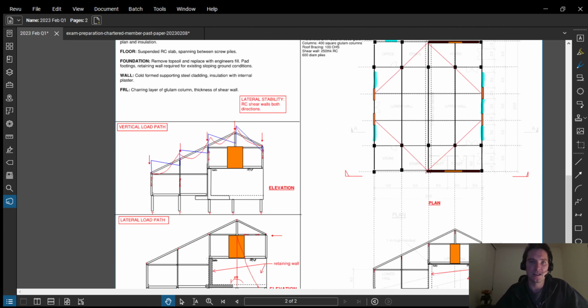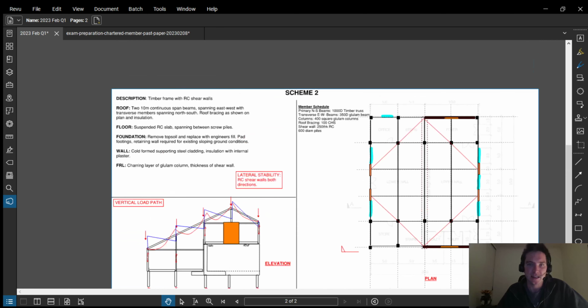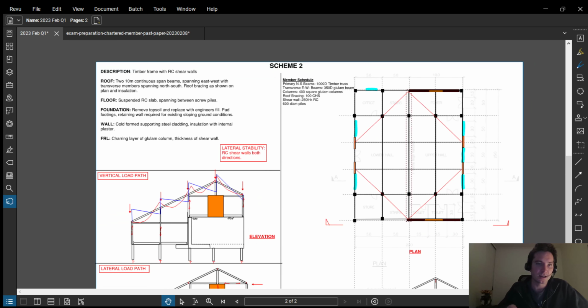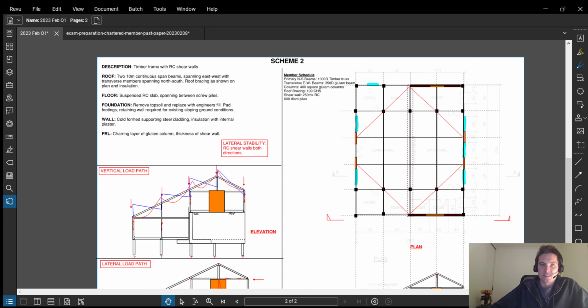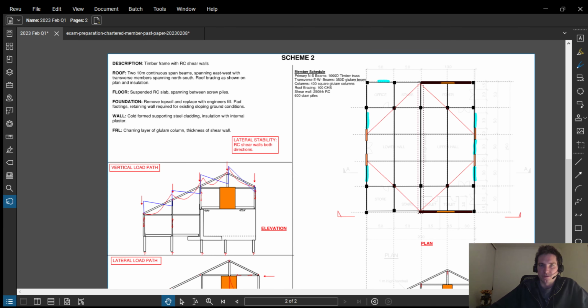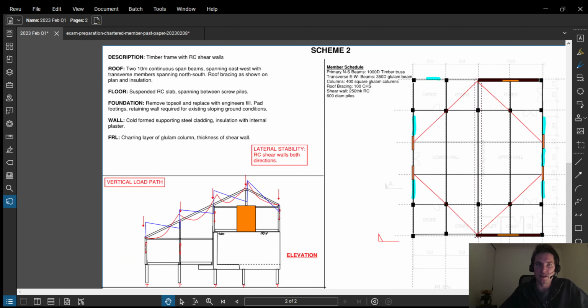So now we need a second scheme here which is unique, as we mentioned, and also viable, so it satisfies the client requirements. So for my second scheme, I've gone with a timber frame with reinforced concrete shear walls. So I'm mixing up the materials, I'm mixing up the lateral stability system. I talk a bit here about the roof.